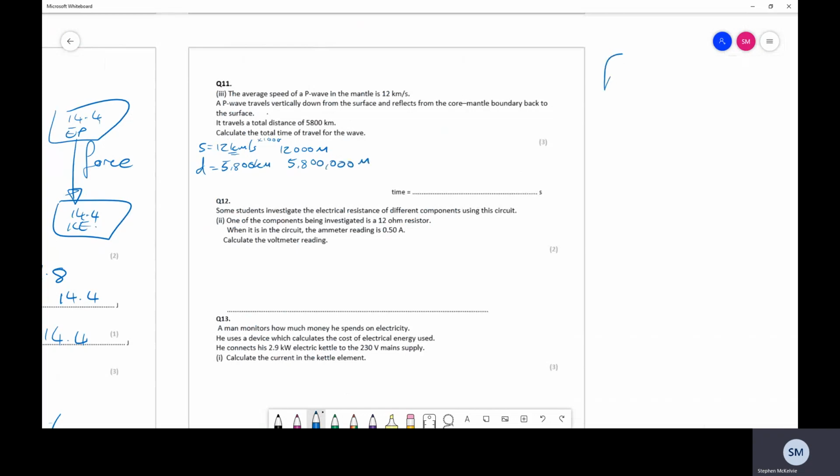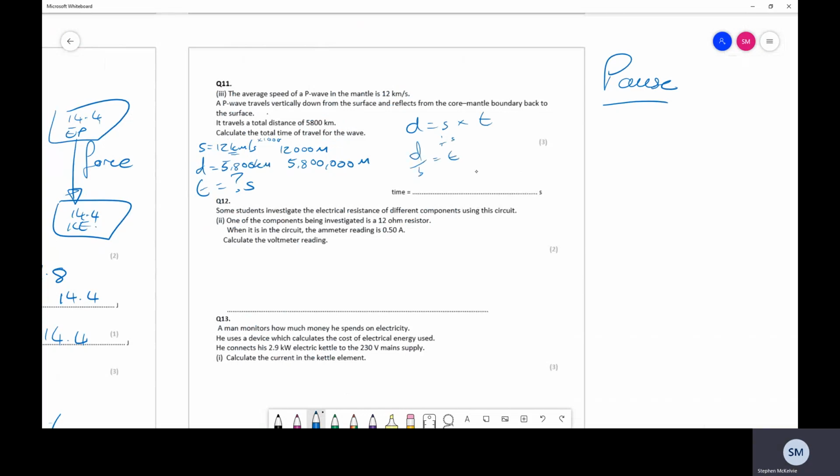Now, just pause for a second. Don't physically pause, because anyone can hear the explanation. But because this is kilometers per second and that's kilometers and it's asking me for seconds, you could just leave it as kilometers. But we're not going to do that. We're going to do it this way. Calculate the total time. I don't know how many seconds, but I do know that distance is equal to speed multiplied by time. I'm going to divide across by s to get d divided by s is equal to t.